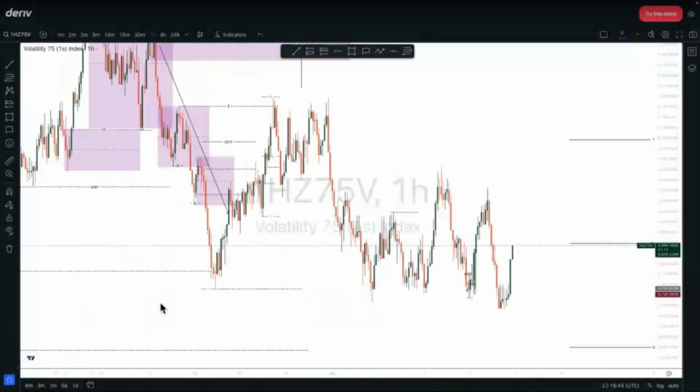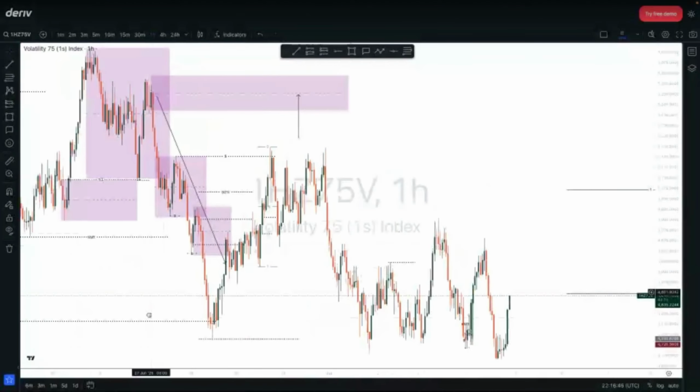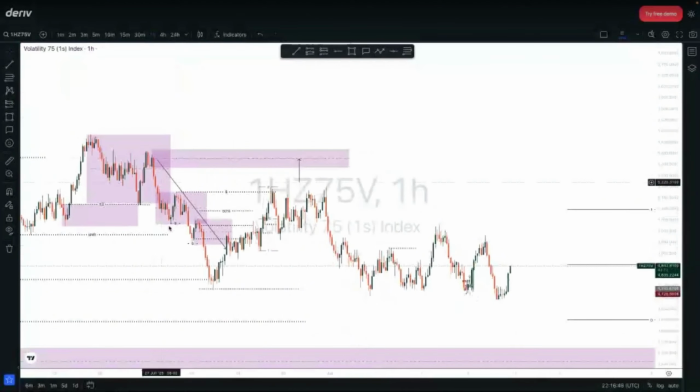So now I don't need to draw a hand. I was saying before that I don't like making my charts messy, so I did not draw this box before. I drew it just to explain something to you guys, the order flow and where to expect a reaction from.